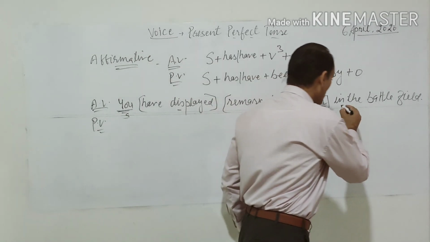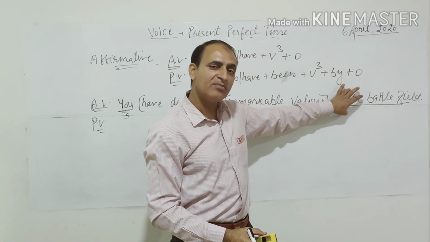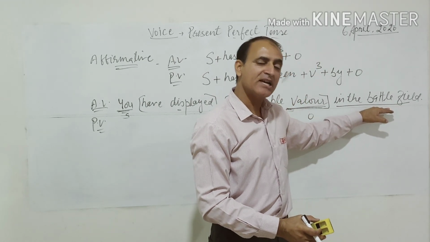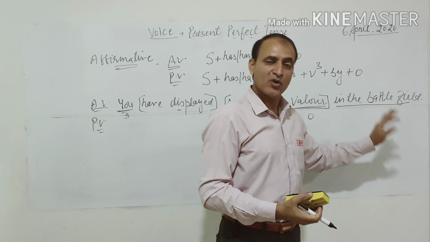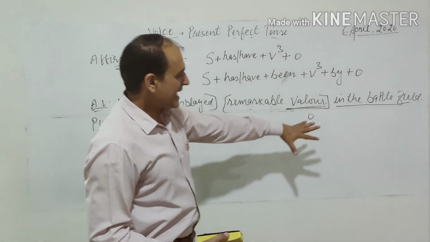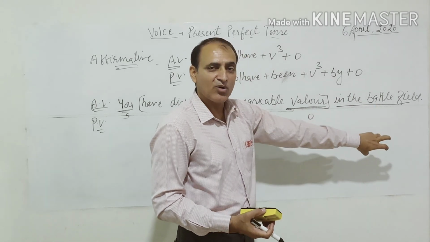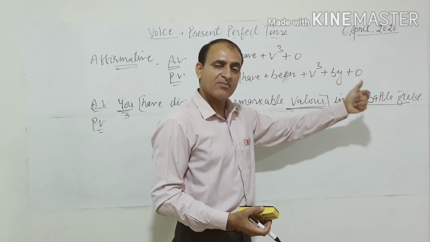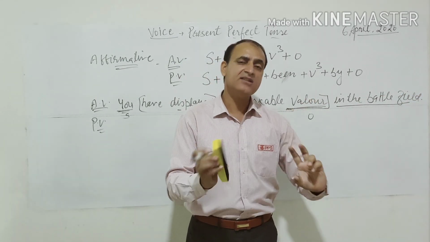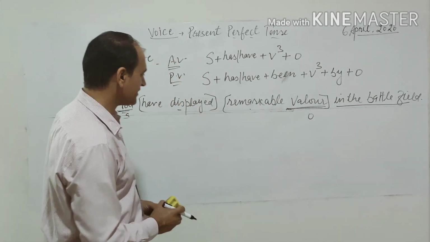Then in the battlefield, what is this? This is the adverb, adverb of place. All these four words are used as an adverb of place, where he displayed the valor in the battlefield. In case of adverb in active voice, it will retain the same place in passive also. No need to make any changes. But yes, if the adverb is a little bit long, we can change the place of that adverb as per the convenience and clarity of the meaning.